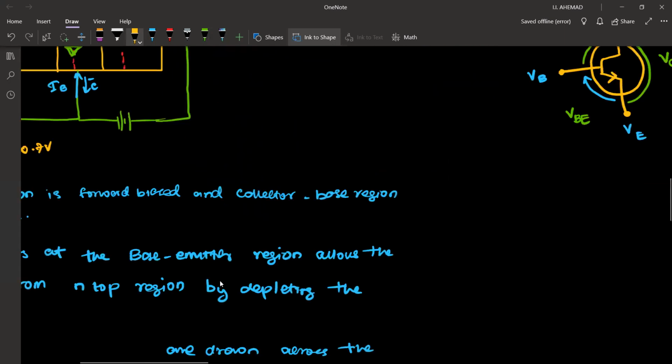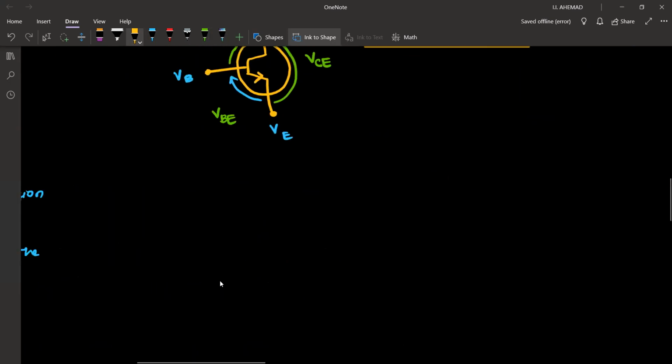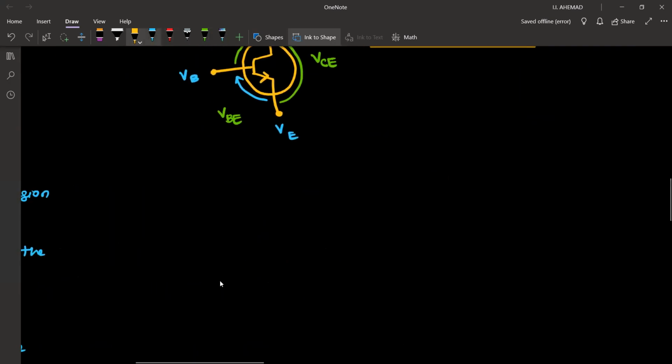Next topic, characteristics of BJT in common emitter mode.